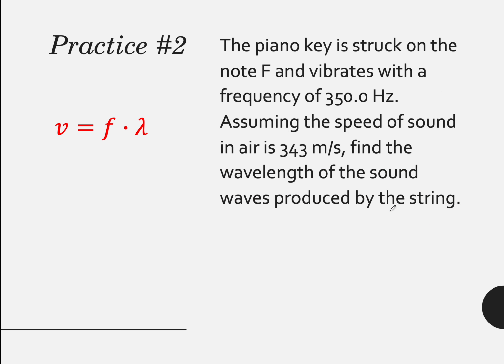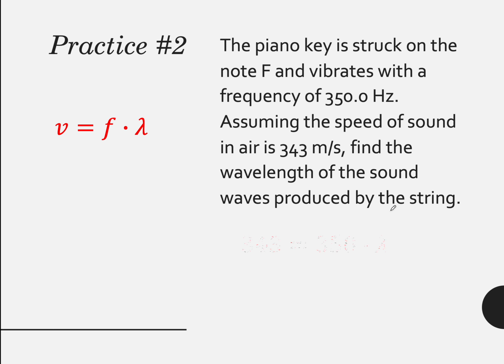Here's practice 2. A piano key is struck and the note F vibrates with a frequency of 350 hertz. Assuming the speed of sound in air in that particular location is 343 meters per second, find the wavelength of the sound waves produced by the string. Again, pause if you would like.